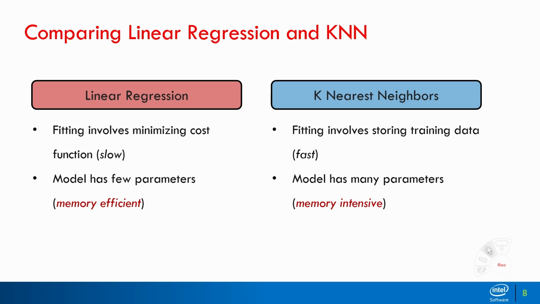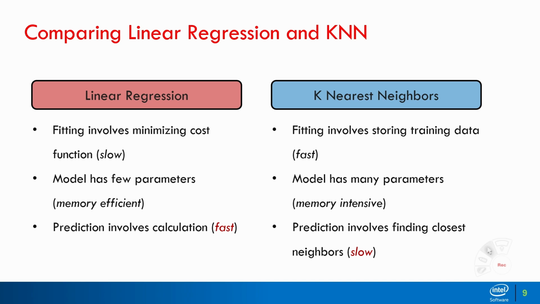On the other hand, KNN needs to remember all the points, so it is memory intensive. Moreover, predictions for linear regression are very fast just by combining the terms. KNN needs heavy distance computations to find the closest points, which takes much time.